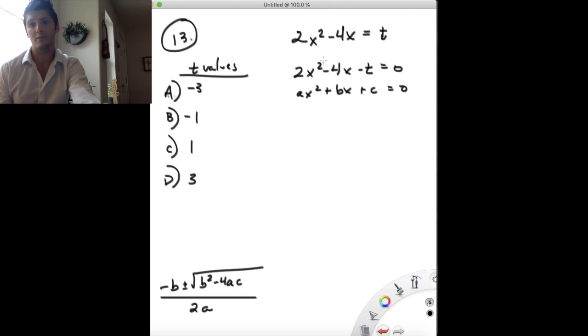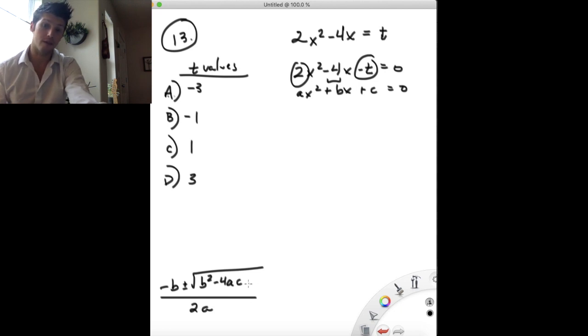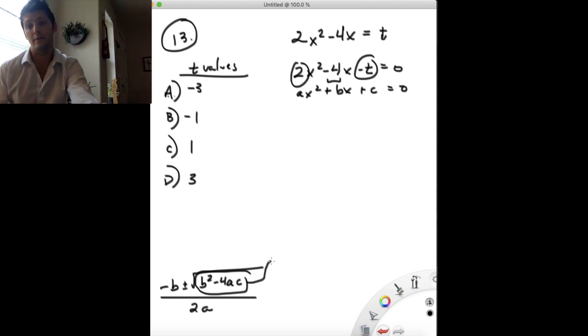ax squared plus bx plus c. So a is 2, b is negative 4, and c is negative t. So you could just plug this stuff in. And I actually only care about one thing right now, which is this part here. This is very important. This part tells you the number of solutions.